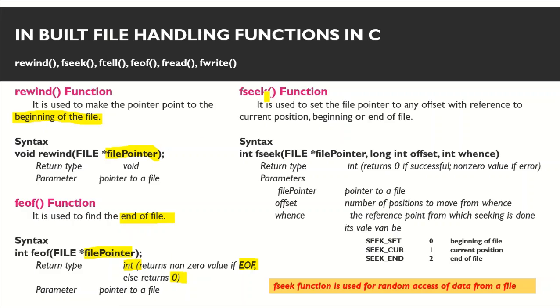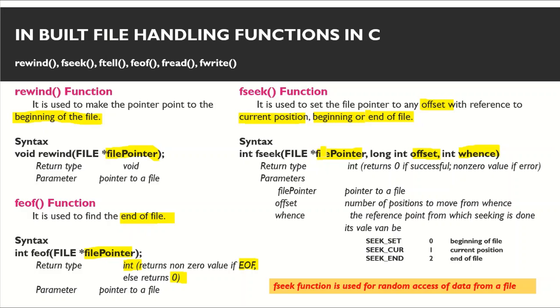Fseek function. As the name implies, the fseek function is used for seeking to different portions of the file. That is, it is used to set the file pointer to any offset with reference to the current position, beginning of file or end of the file. Its format is int fseek(FILE *file pointer, long int offset, int whence).